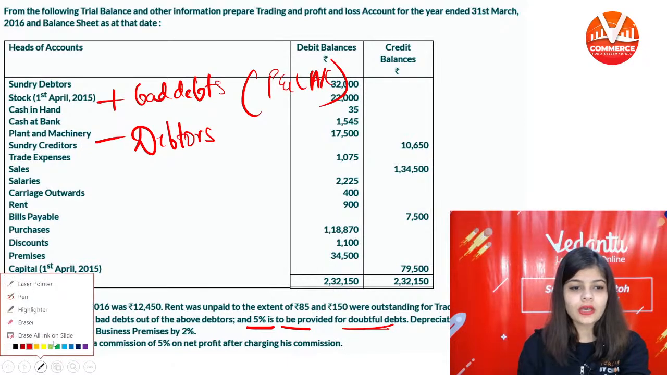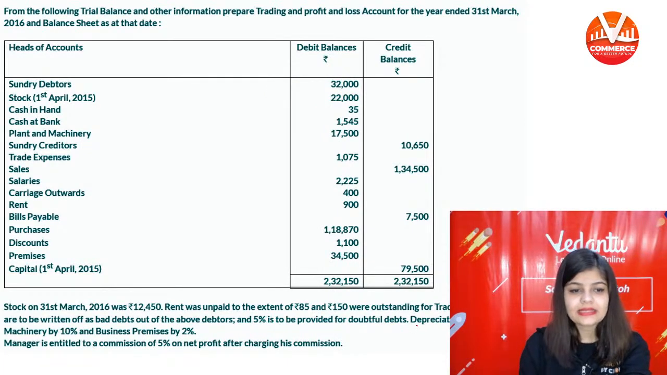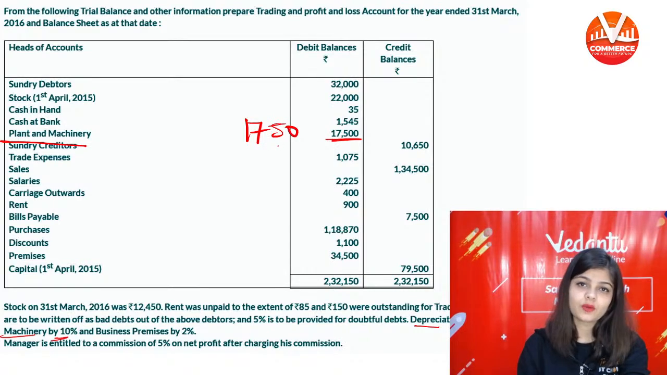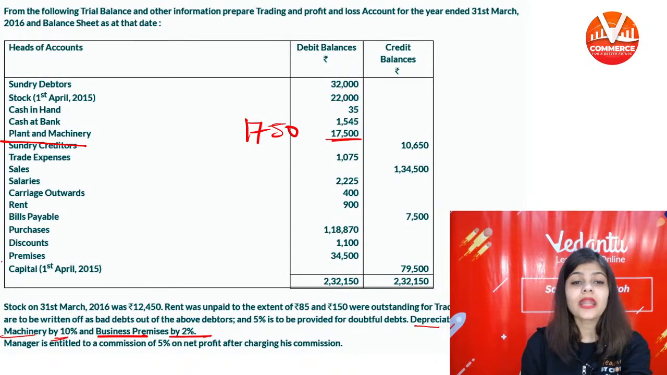So this is also complete. Next is depreciate plant and machinery by 10%. 10% of 17,500 will be 1750. And depreciate business premises by 2%. So premises by 2%, calculate 2% of this. It will be 345 multiplied by 2, 690.